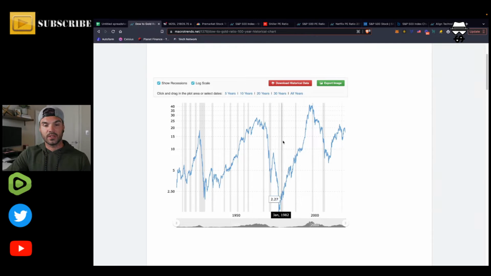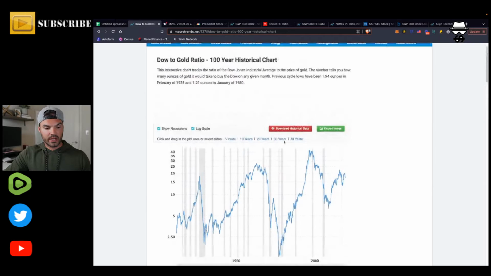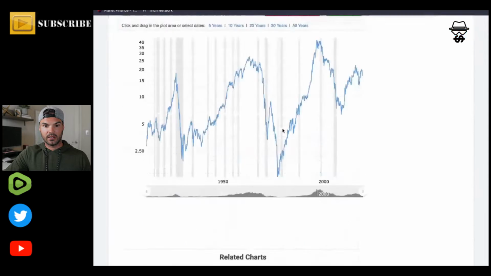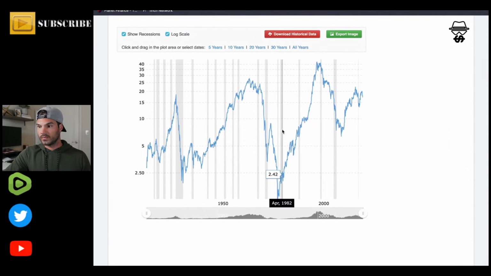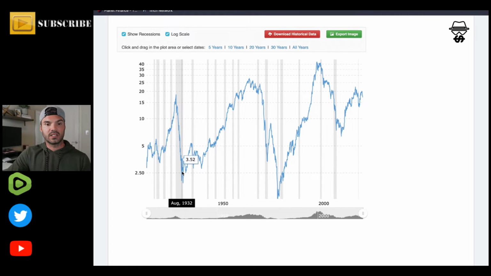I want to show you something. This here is the Dow gold ratio. Let me see if I can zoom in for you a little bit to get that more visible. Okay, so this is the Dow gold ratio. This is why ratios are really important. So you can see what happens. This is how many ounces of gold does it take to buy the Dow.